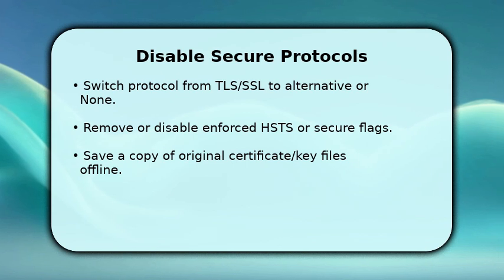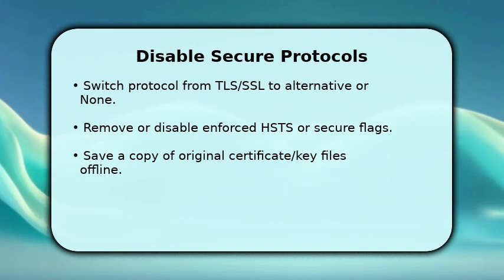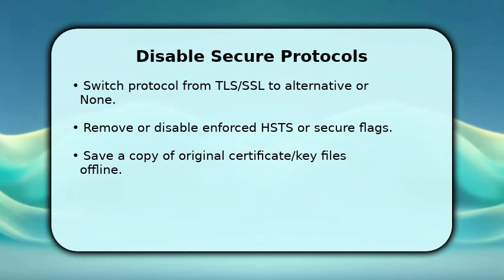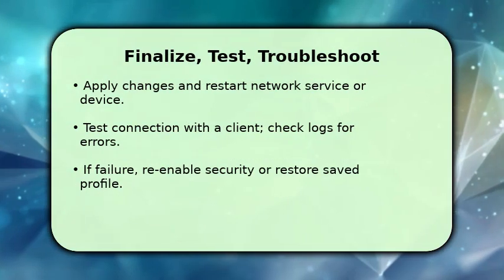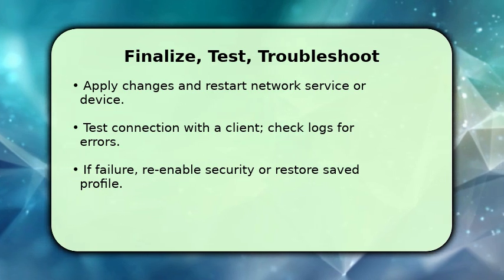If certificates or keys are attached, export and save them offline before removal. Once done, apply changes, but do not finalize until you test connectivity and confirm the connection behaves. Finally, apply the changes and restart the network service or device to ensure new settings take effect.